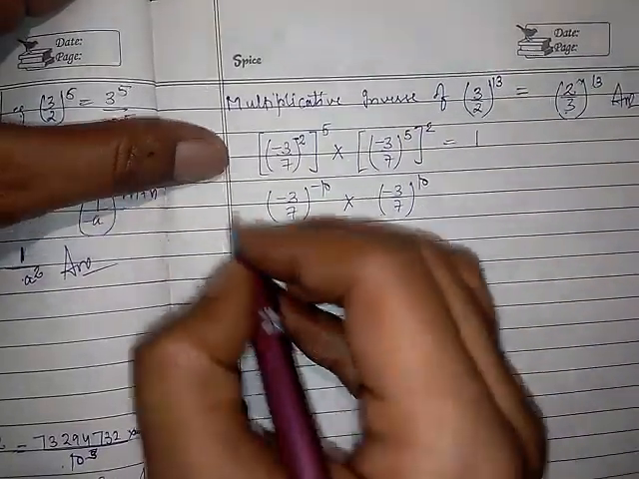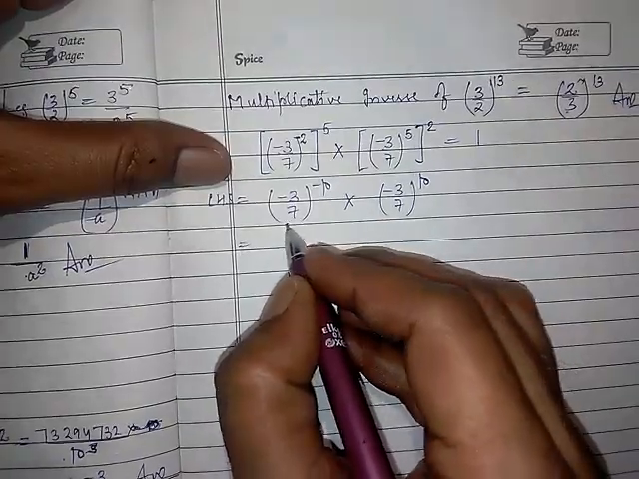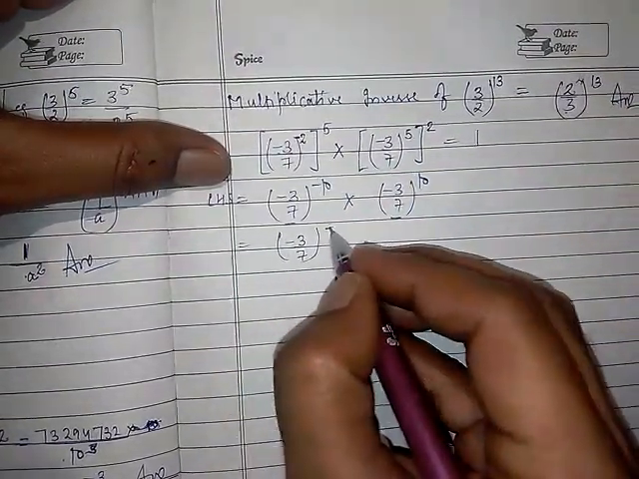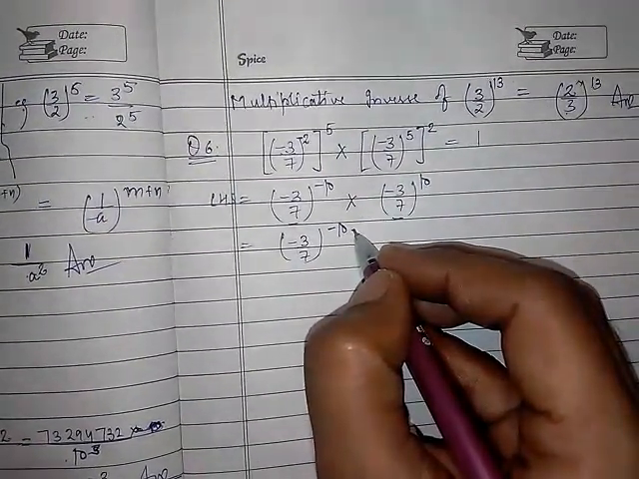So we need to multiply. We have taken this as the left hand side only, right? Now the bases are the same, they are in multiplication, so the powers will be added. So what is the power? The first power is minus 10, plus the second power, which is what?